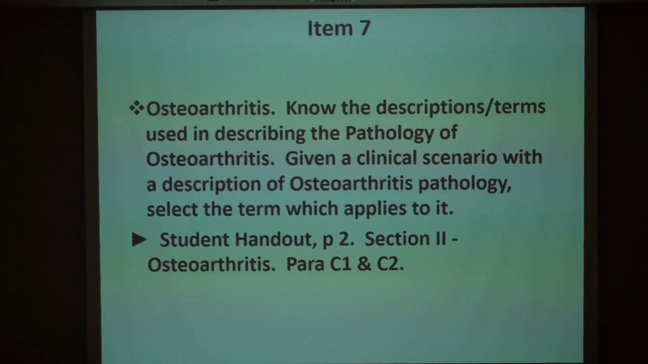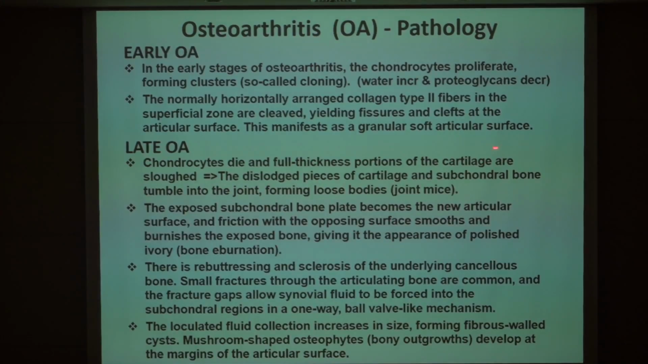Then we went into the musculoskeletal system. Regarding osteoarthritis, I want you to know the descriptions and terms used in describing the pathology of osteoarthritis. Basically, this is the paragraph that's on the slide and is also in your notes. In early osteoarthritis, you get chondrocyte proliferation forming clusters, which is called cloning.